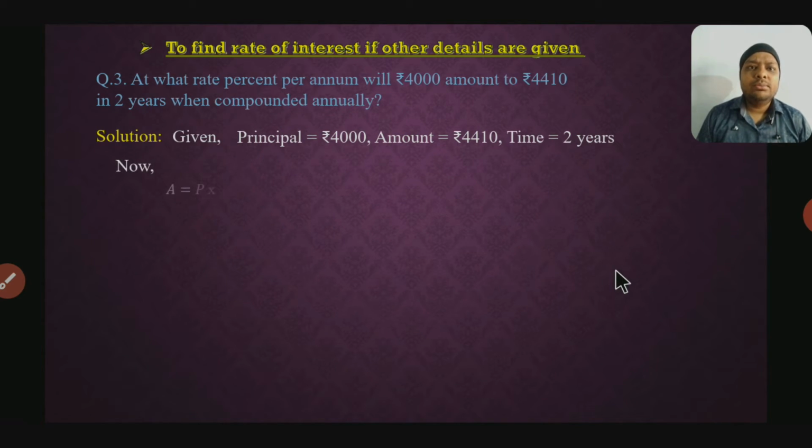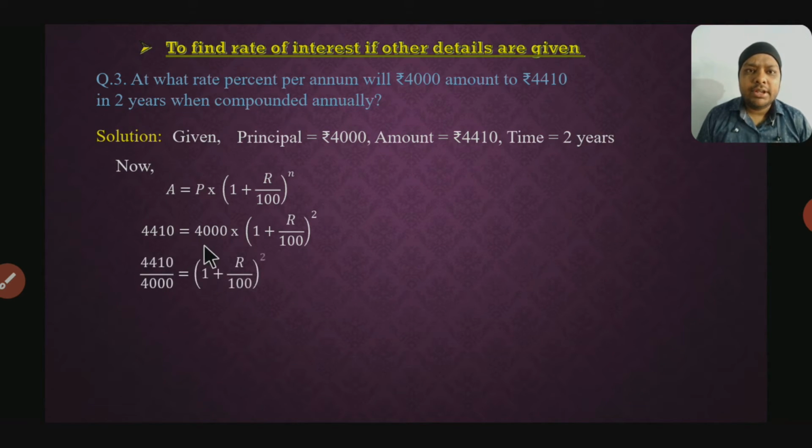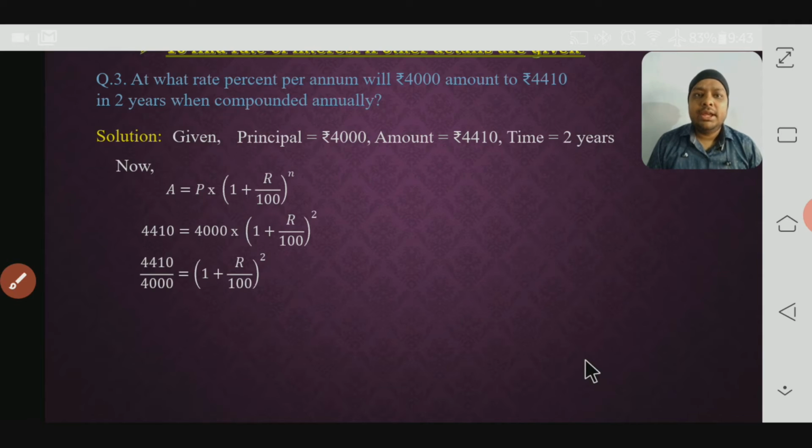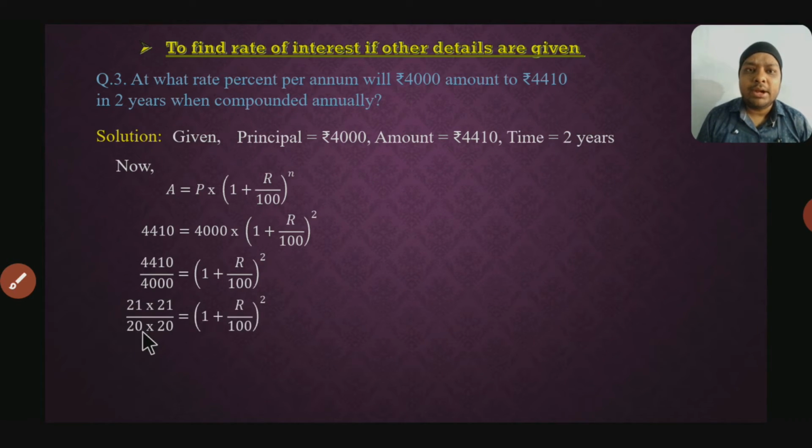Now amount is equal to P into 1 plus R by 100 to the power n. Now we will put the values like this. Now we will take 4,000 to this side. Now you can see, students, that the 10s will cancel. Now in squares and square roots, we have understood that 441 is the square of which number? 21. It means you can write 441 as 21 into 21, and 400 is the square of 20, it means 20 into 20. So here we can say 21 into 21 by 20 into 20.